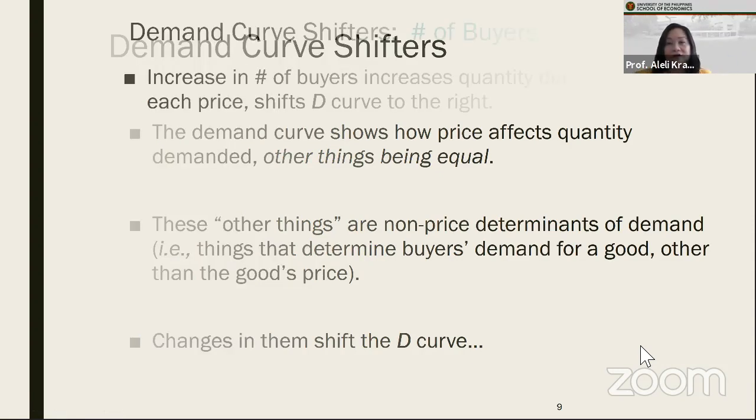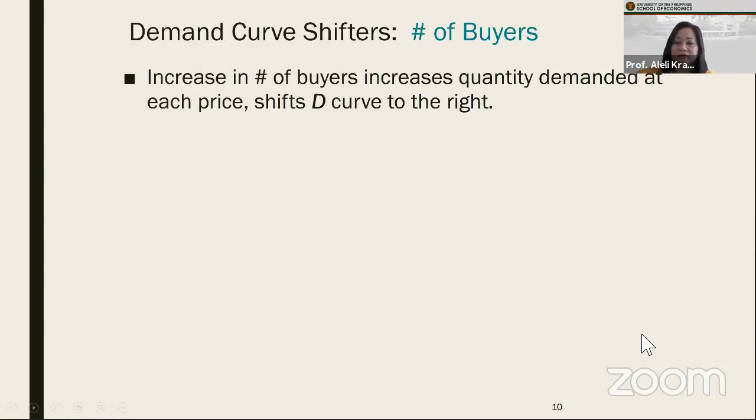The first factor, of course, is the number of buyers. The first thing that would shift the demand curve is the number of buyers. An increase in the number of buyers increases the quantity demanded at each price, and it shifts the demand curve to the right. Analogously, a decrease in the number of buyers would have the opposite effect. It would shift the demand curve to the left.